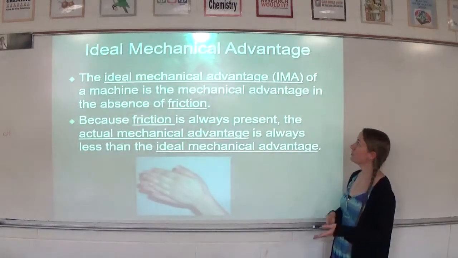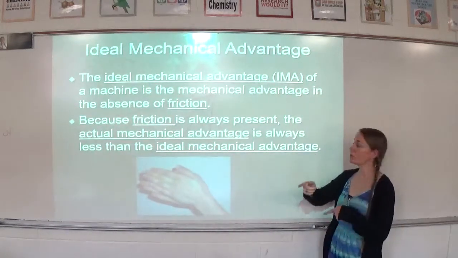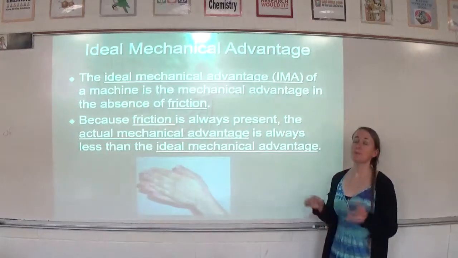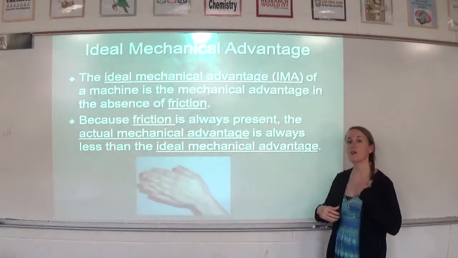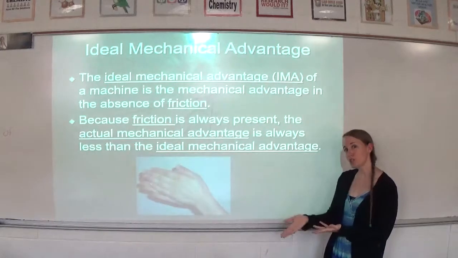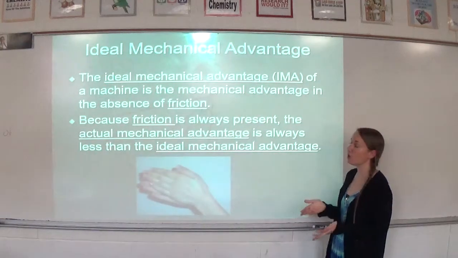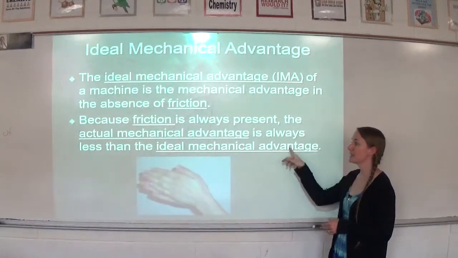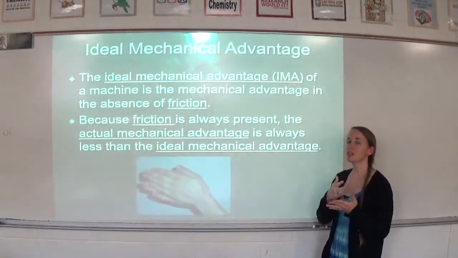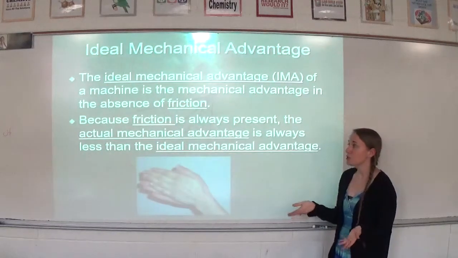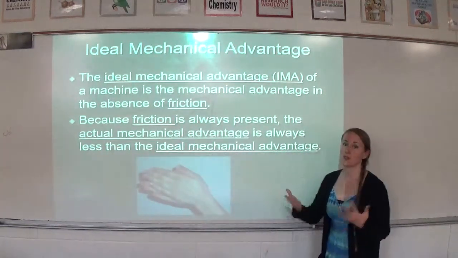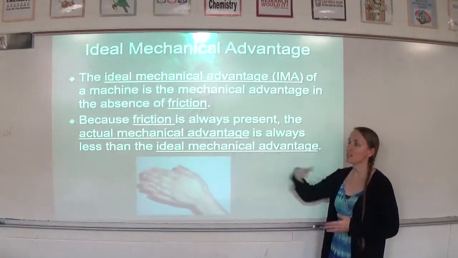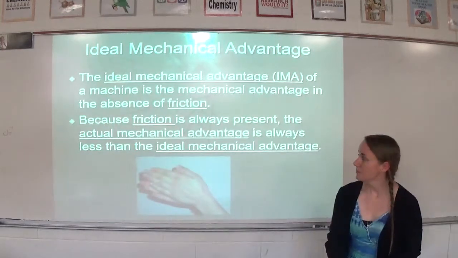The ideal mechanical advantage, or IMA, so that was actual on the previous slide, of a machine is the mechanical advantage in the absence of friction. Because remember, we talked about how you can never get as much work out of a machine as you put in due to the machine having to overcome friction. Because friction is always present, the actual mechanical advantage is always less than the ideal. Just think about it. Things that are ideal don't actually exist. So reality or actual things are always going to be less than the ideal. We can't ever meet the perfect situation with no friction.